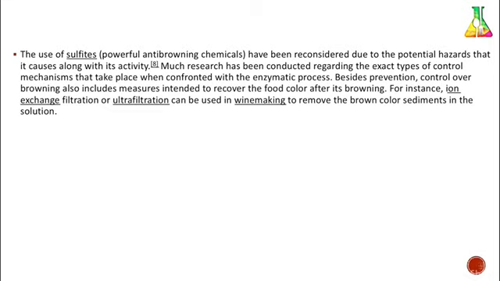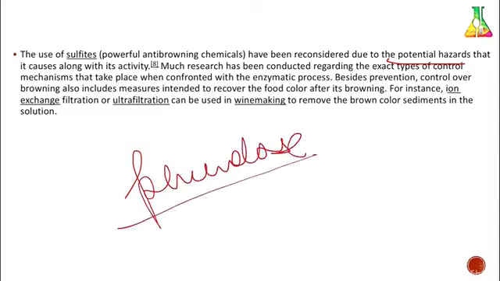Here, what's written is that the use of sulfides has been reconsidered due to the potential hazards it causes along with its activity. Heat treatment, addition of sulfur dioxide or sulfides, and ascorbic acid are commonly used methods to inactivate the phenolase enzyme. Sulfur dioxide and ascorbic acid are strong reducing agents.